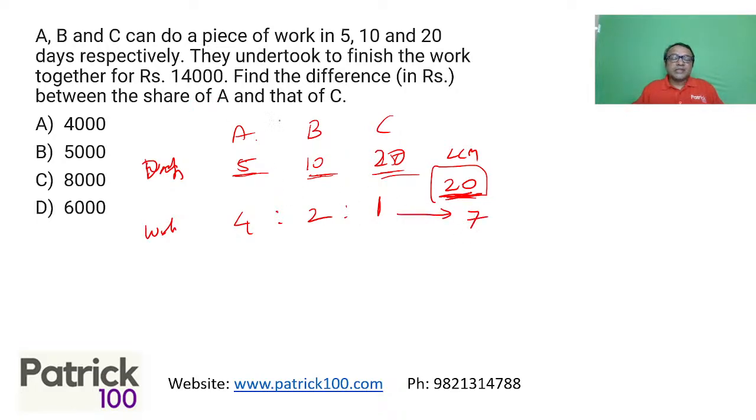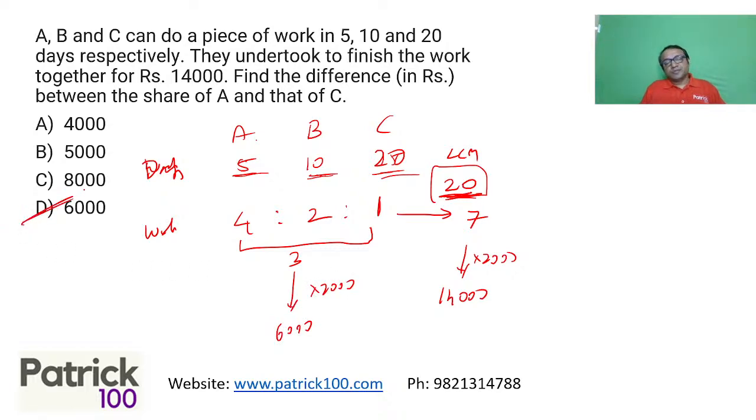Now, amount paid is equal to work done. So 7 stands for 14,000, that is 2,000 into 7. The difference in A and C is 3. 3 will stand for 6,000, 2,000 into 3. That's the answer, D option.